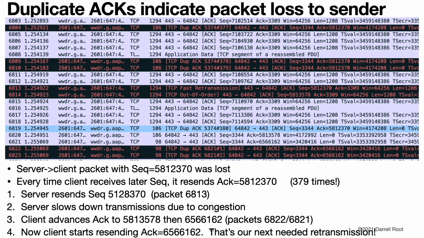5812370, and then the next segment 5813578, and then we sent an acknowledgement for, let's see, where's the next client packet? Here's the 5813578 acknowledging or saying that we need to receive this, and then we advanced our acknowledgement to 6566162. And so this is the next TCP segment that we failed to receive, started at 6566162. And then we start duplicate acknowledging that, again and again. So that's telling the server, hey, we need this particular TCP segment, and by the way, there's still packet loss. In fact, the server can now sort of estimate how much packet loss there is. There was one packet lost at octet 5.8 million and another octet lost at 6.5 million.